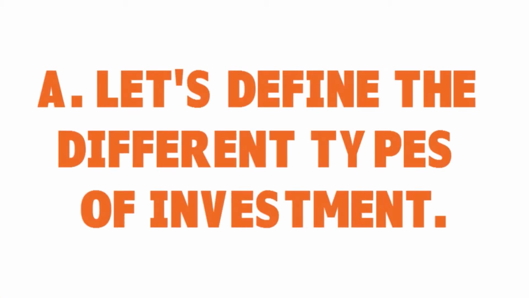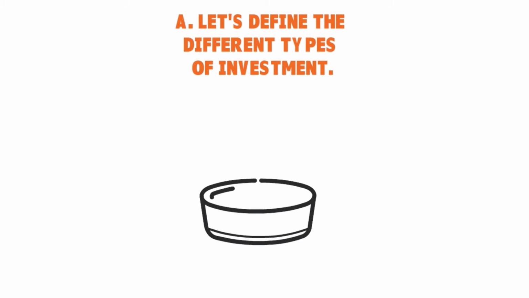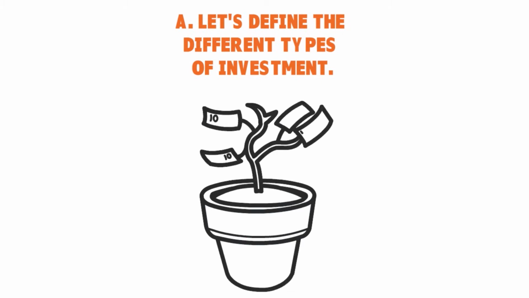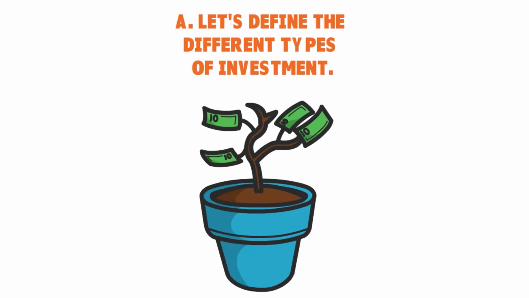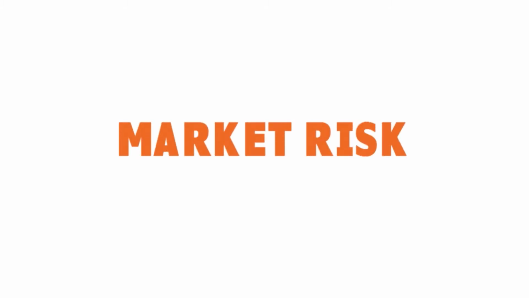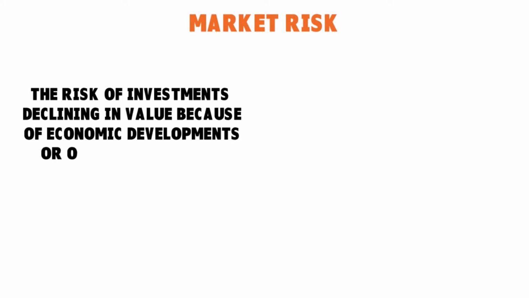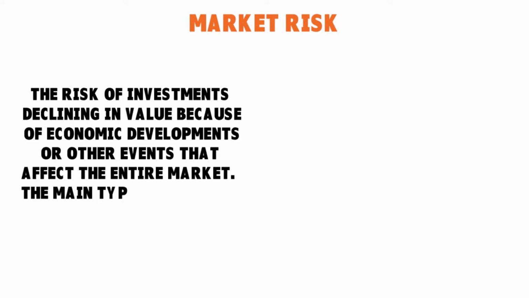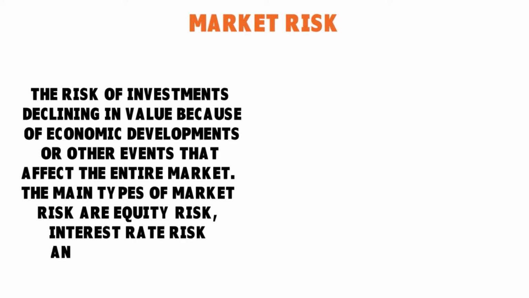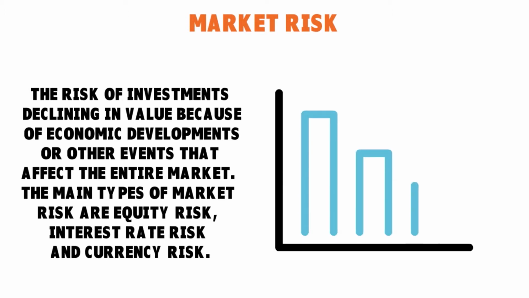Let's first define the different types of investments. When you invest, you are exposed to different types of risk, right? Learn how different risks can affect your investment returns. We first talk about market risk. The risk of investments declining in value because of economic developments or other events that affect the entire market. The main types of market risk are equity risk, interest rate risk, and currency risk.